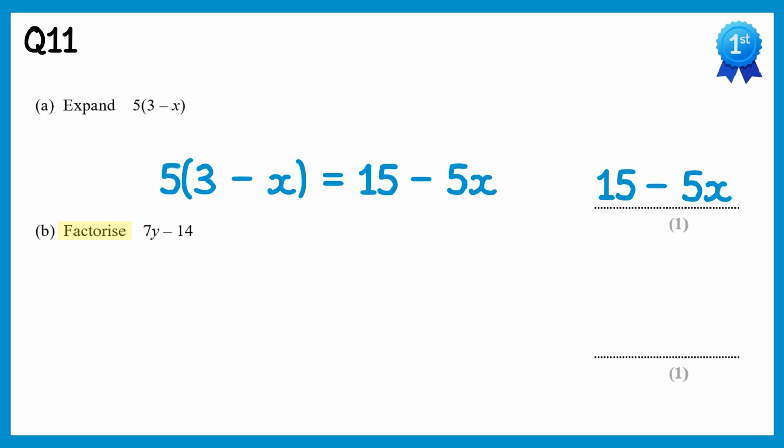Looking at the terms we have here, 7y and negative 14, I notice that 7 is a factor of both of them, so I can factorise out a 7. To make this work on the inside, I need to put a y, since 7 times y is 7y, and then negative 2, since 7 times negative 2 is negative 14. So the factorised version of this question is 7 times (y minus 2).